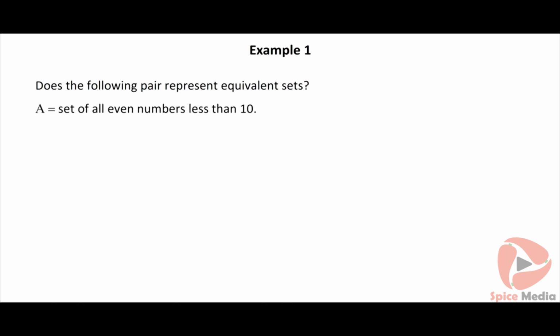Does the following pair represent equivalent sets? A is equal to the set of all even numbers less than 10. B is equal to the set of odd numbers less than 10.